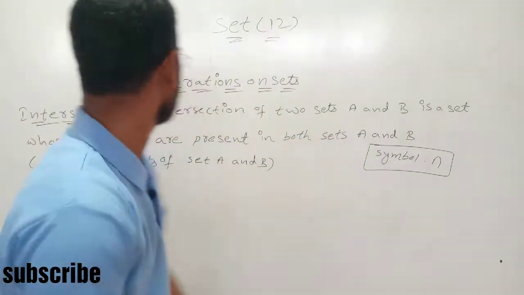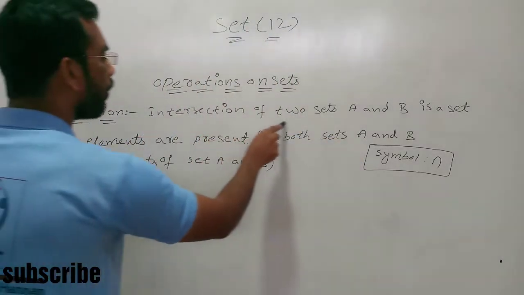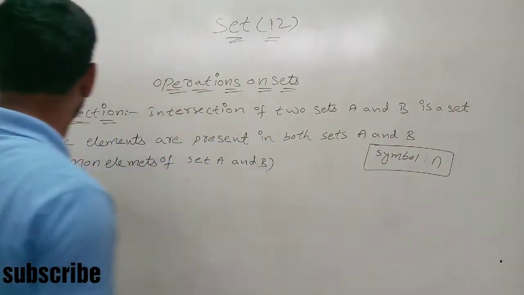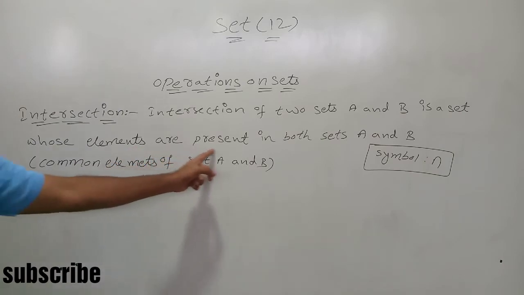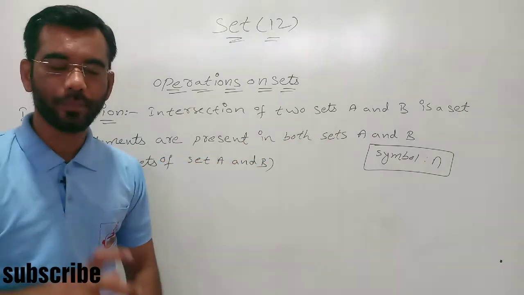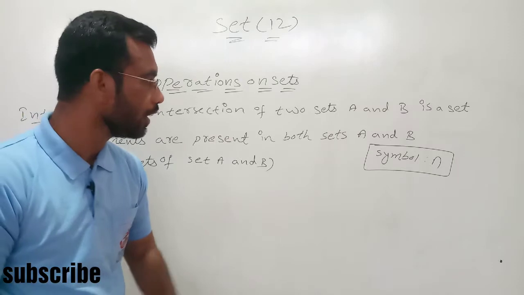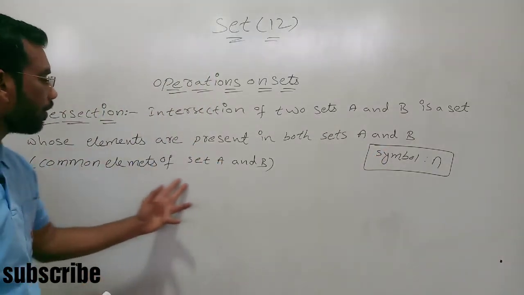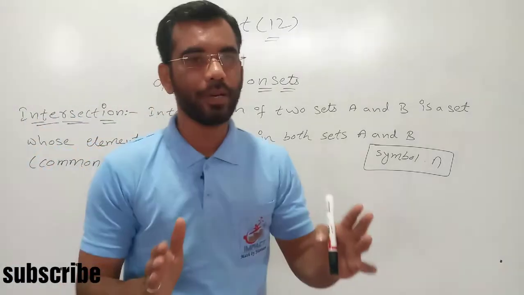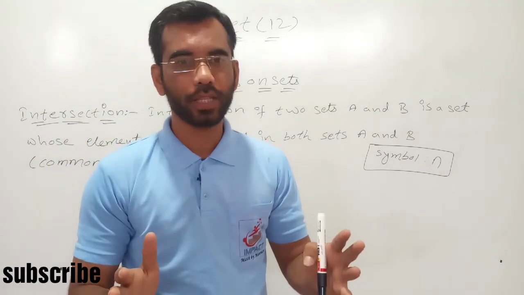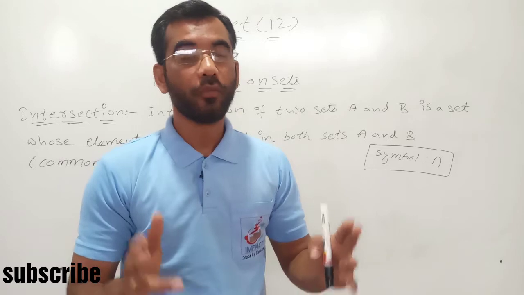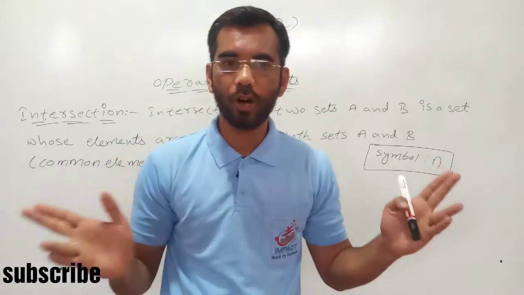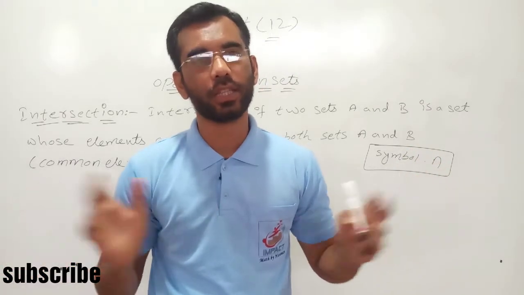What is intersection? See, intersection of two sets A and B is a set whose elements are present in both sets A and B. That means common elements of set A and B. If it is common, then only we can make the intersection. If there is no common element, then we cannot find out the intersection for it.